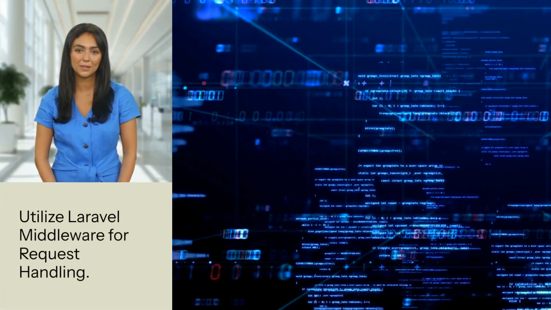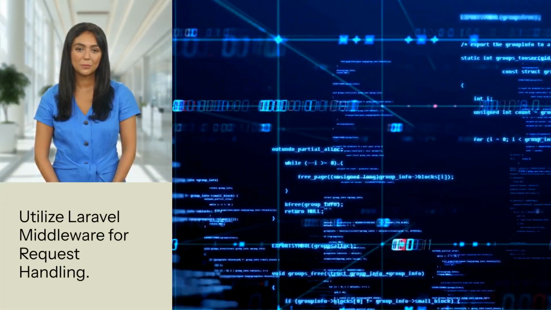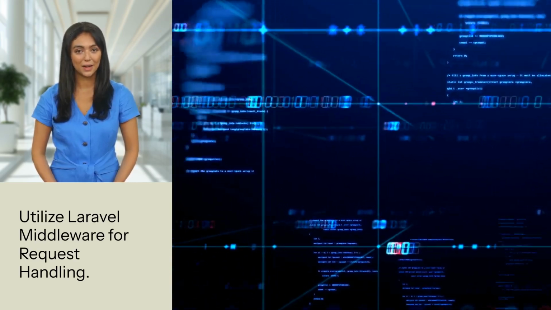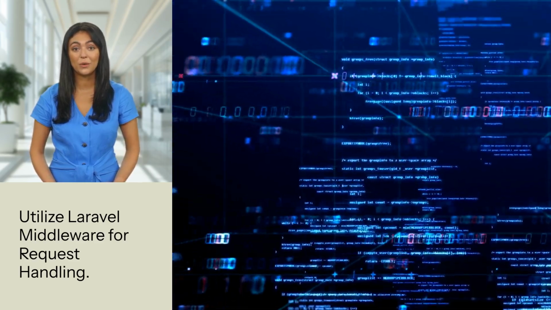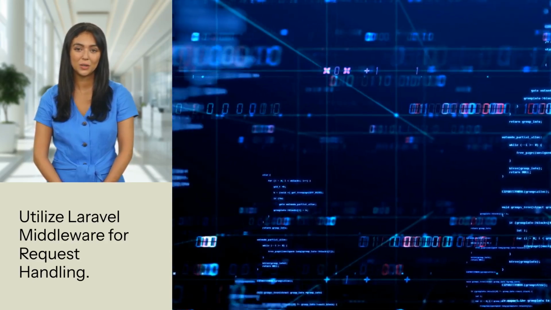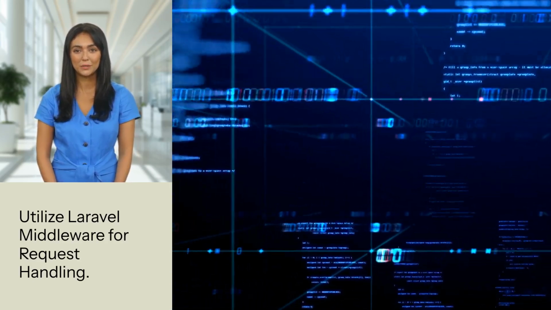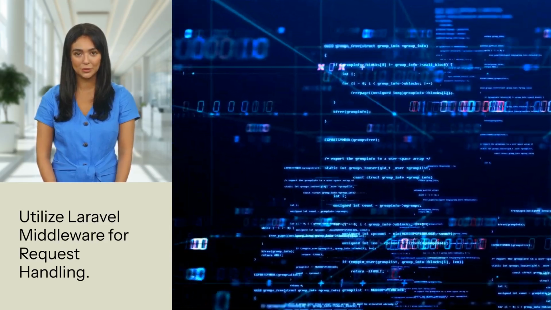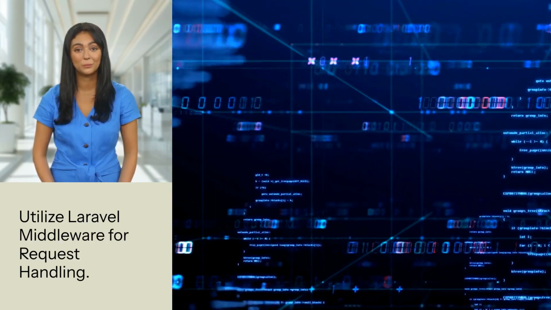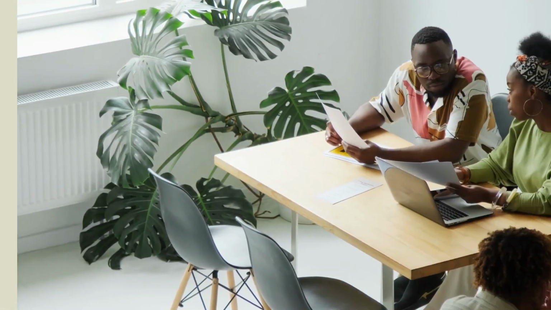Tip number 4. Utilize Laravel middleware for request handling. Middleware acts as a filter for incoming HTTP requests, allowing you to run code before or after the request is handled by your application. This is great for tasks like authentication, logging, and data validation. By using middleware, you can keep your controllers lean and focused on handling business logic while handling repetitive tasks in one place.